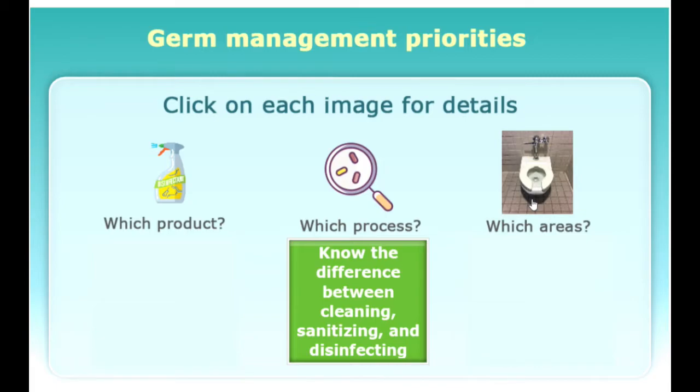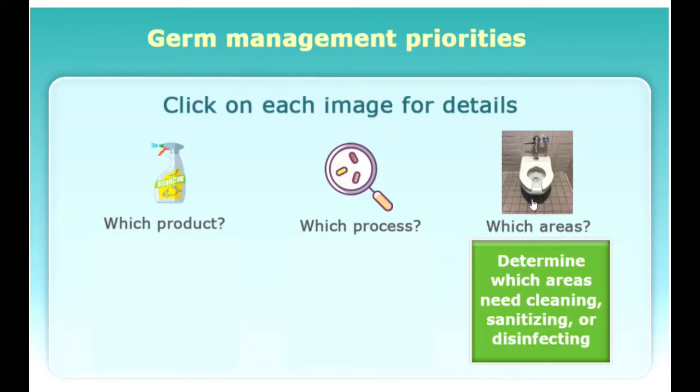Sanitizing means to apply a product that reduces germs to safer levels. Sanitizing surfaces destroys enough germs to reduce the risk of becoming ill from contact with those surfaces. Disinfecting means to apply a product that destroys nearly all germs when applied to hard, non-porous surfaces. Disinfecting is a higher level of germ killing.